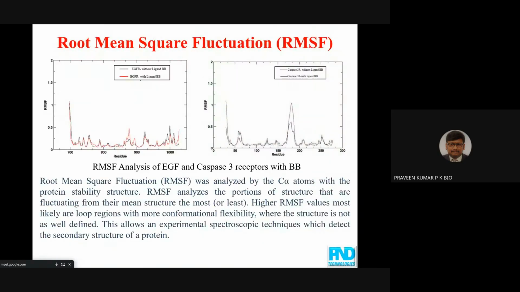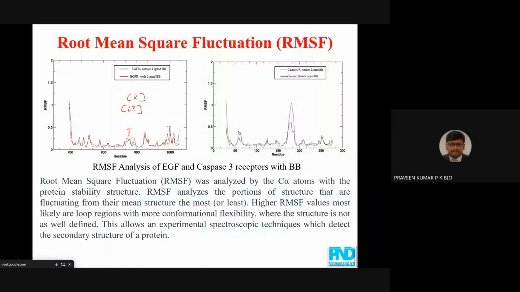RMSF can also be compared with ligand and without ligand, that is, trying with the ligand receptor complex and trying with the receptor alone. If you see, the red color is with ligand. So you should not have any peak above 1. For the red color, the maximum is less than 0.5.